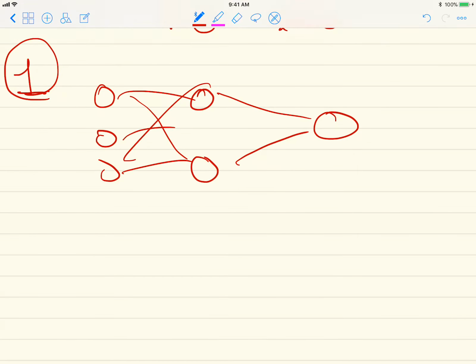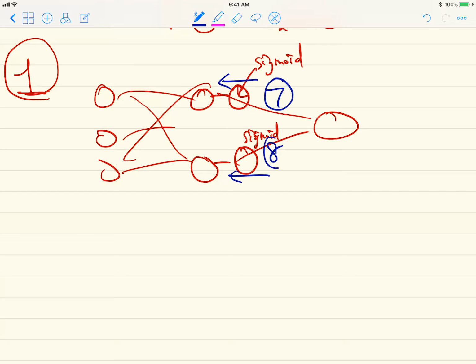Okay, so suppose we concatenated our sigmoid function here, sigmoid. Suppose our gradient was maybe 7 and 8. In this case, as we go through this sigmoid gate, the gradient values of 7 and 8 will be much diminished, much smaller, right?